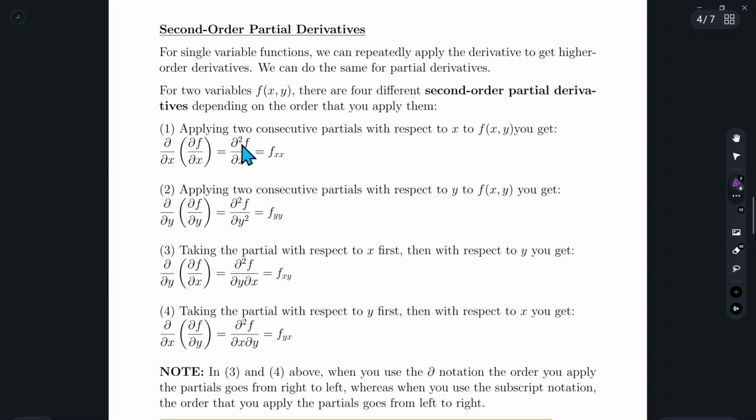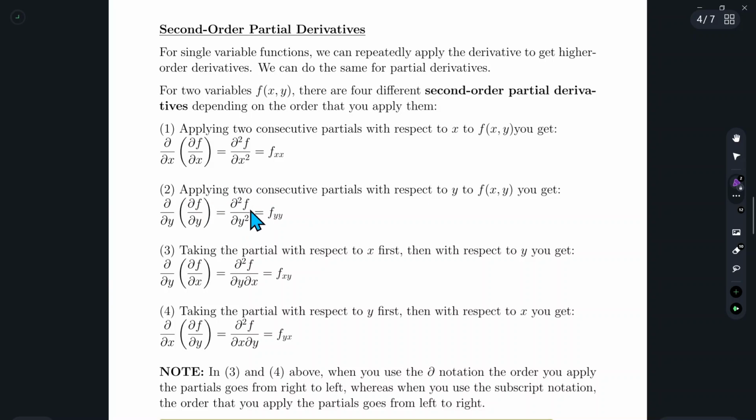So typically it's written as d squared f dx squared, right? So this second power notation implies that the derivative with respect to x is applied twice. And so if you prefer the subscript notation, it is written as f sub xx. So here again it means that the partial derivative with respect to x is applied twice. If you apply the partial derivative with respect to y twice, then this is the notation.